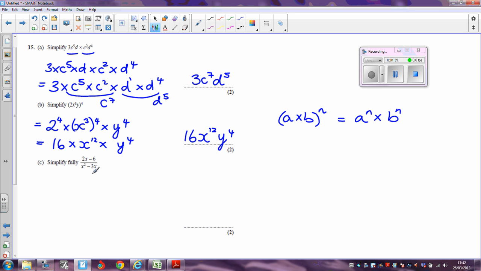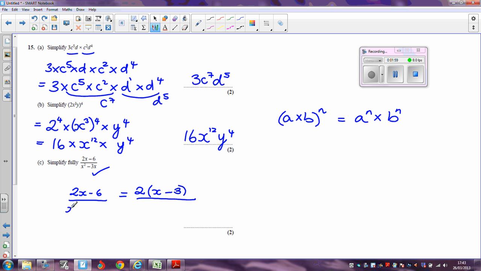Okay, in order to simplify this one, we're going to have to factorize the top and the bottom. So starting with the top, 2x minus 6, to factorize that, the common factor is 2. Take out the 2. What do we multiply 2 by to get 2x? Well, that's fairly obviously x. What do we multiply 2 by to get minus 6? The answer is minus 3.